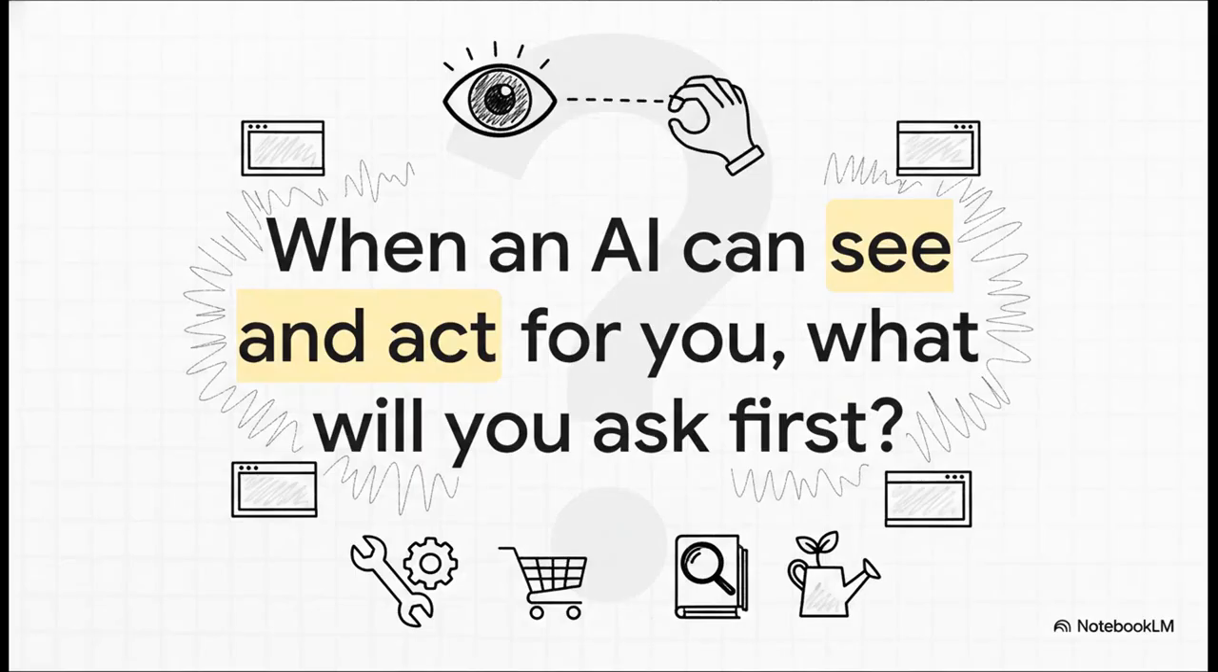Which really brings us to our final thought. We are moving so fast from an era where we ask AI questions to a new era where we give it tasks. So, when an AI can not only see your world with perfect clarity, but can also act within it for you, what's the first thing you're going to ask it to do?